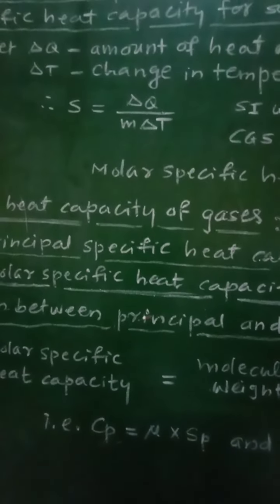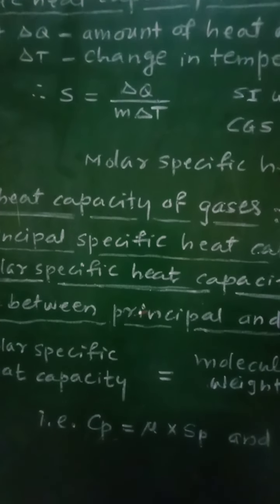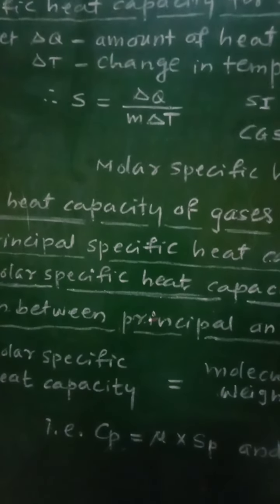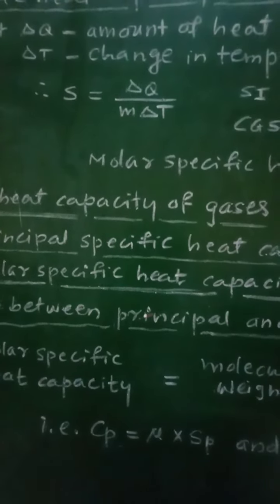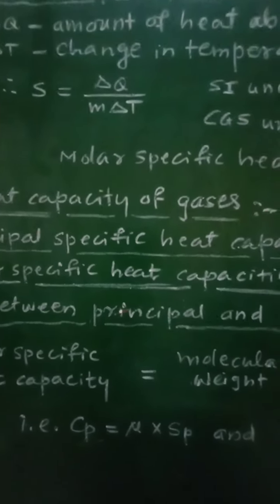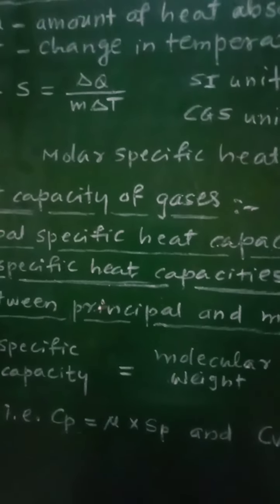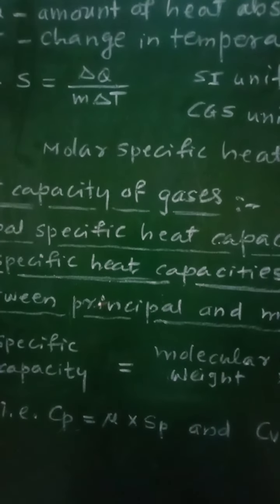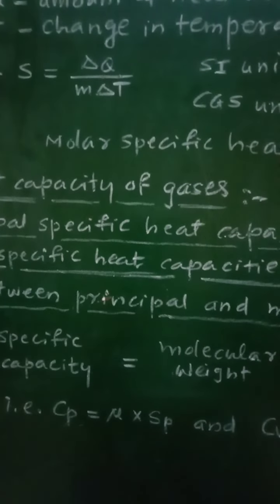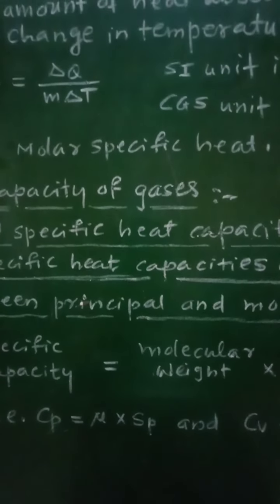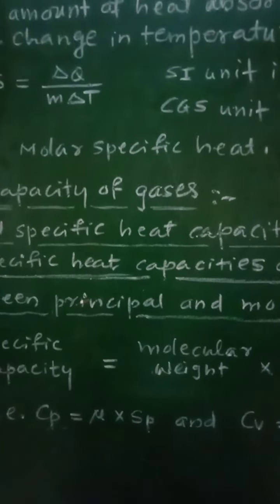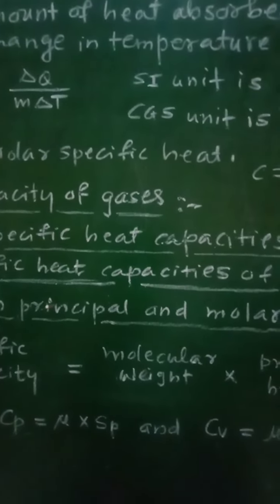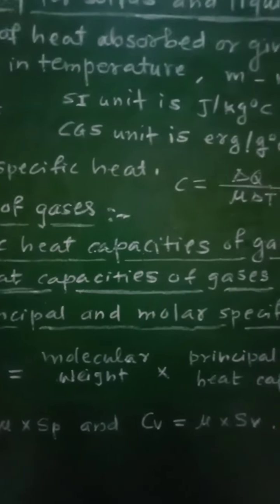As a result, specific heat at constant pressure, that is Sp, is greater than the specific heat capacity at constant volume, that is Sv. So in case of gases, two specific heats, that is specific heat at constant volume and specific heat at constant pressure, are defined, and in this case the specific heat at constant pressure, that is Cp, is always greater than specific heat capacity at constant volume, that is Cp is greater than Cv or Sp is greater than Sv.